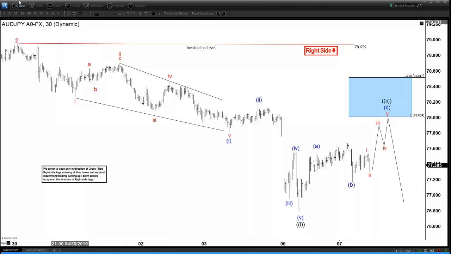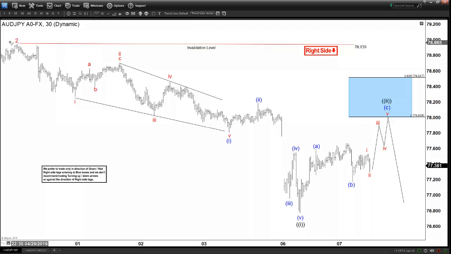Today we're going to be looking at the Aussie Yen 30 minutes chart. We can see that the pair has declined, and this high here on April 30th is labeled as wave 2. From here we can see a 5 waves down, in which wave 1, the first wave here, is in the form of a leading diagonal, 1 2 3 4 5. So we've got this wave 1, wave 2, wave 3, wave 4, wave 5, ending 1 of 3, and then we are now looking for an ABC correction.